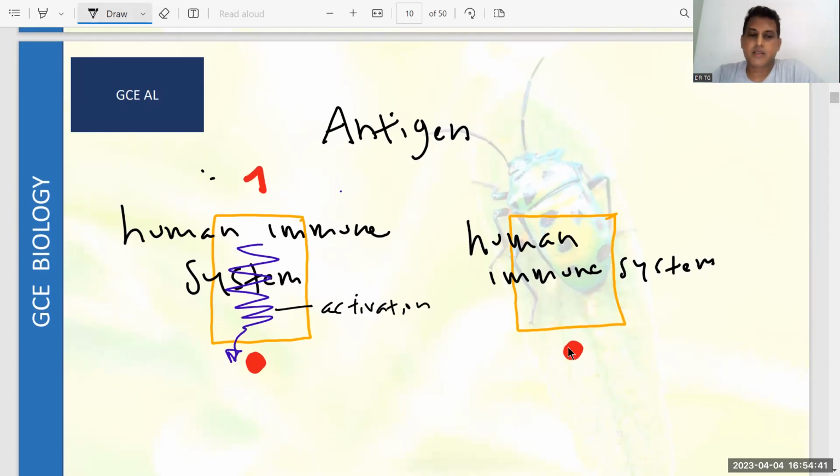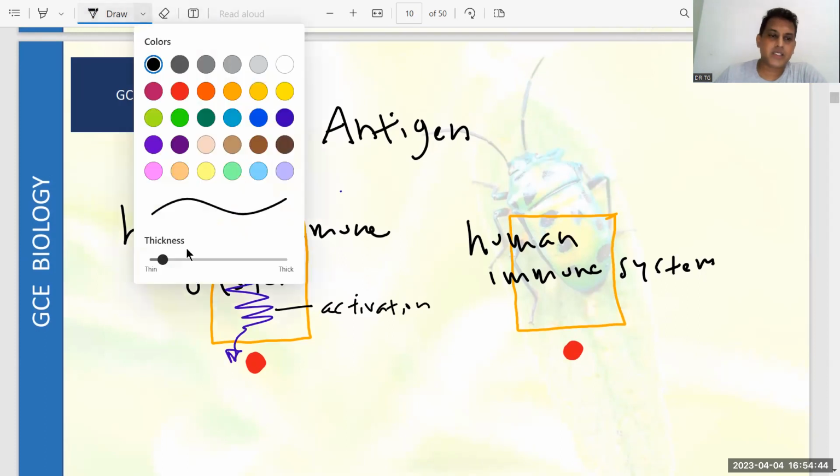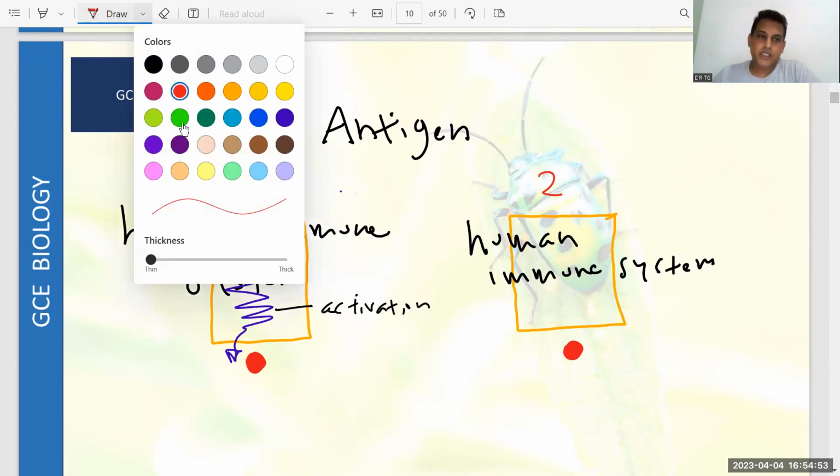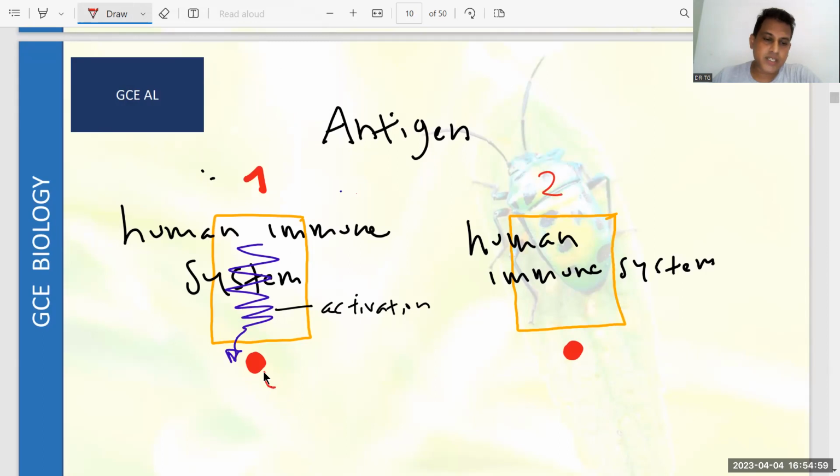Now, in the second instance, there is no activation. That means this causes the activation. This is the cause and this is the effect. And in this case, it doesn't cause immune system activation. So there's no cause and no activation.